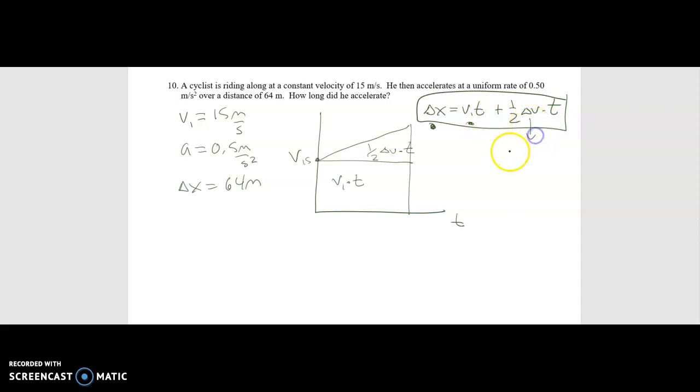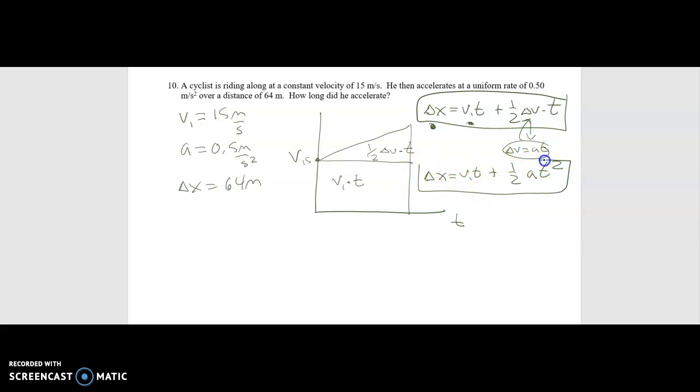Well, remember, delta v equals a times t. So if you substitute that back in, you can rewrite this equation as delta x equals v naught t plus 1/2 a t squared. If you plug that in there, that's what happens.